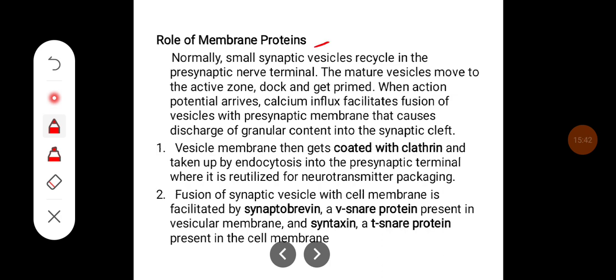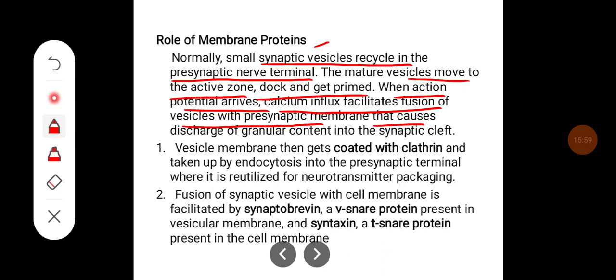Normally, the small synaptic vesicles recycle in the presynaptic nerve terminal. The mature vesicles move to the active zone, dock and get primed. When the action potential arises, the calcium influx facilitates the fusion of vesicles with the presynaptic membrane that causes discharge of granular content into the synaptic cleft. The vesicle membrane then gets coated with clathrin and is taken up by endocytosis into the presynaptic terminal, where it is reutilized for neurotransmitter packaging.